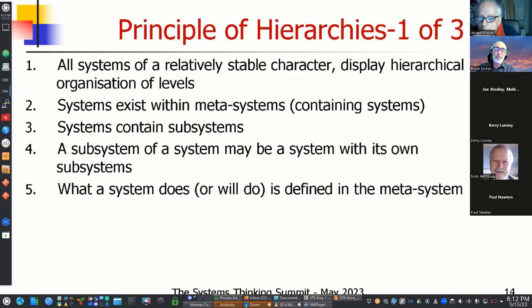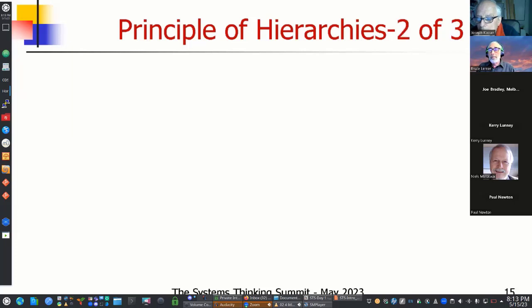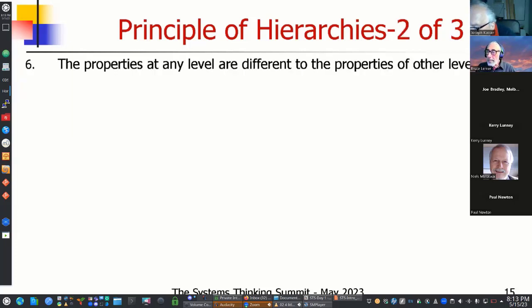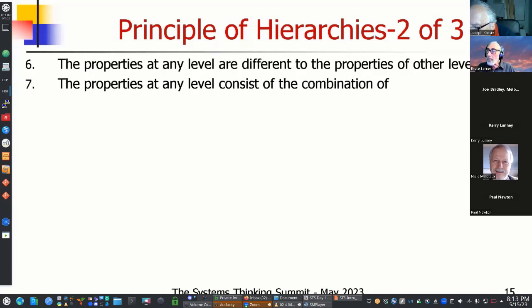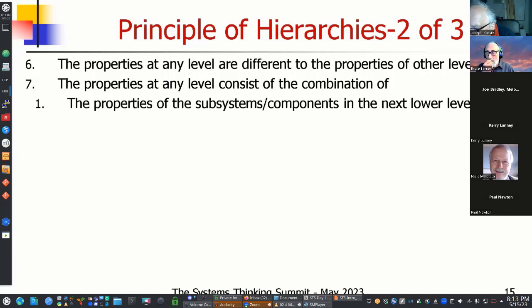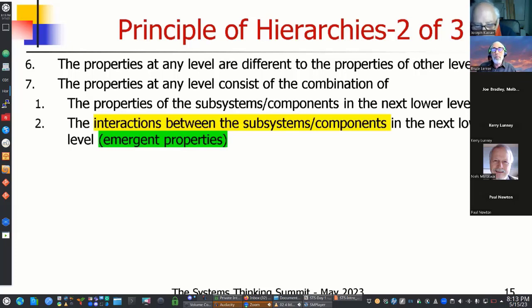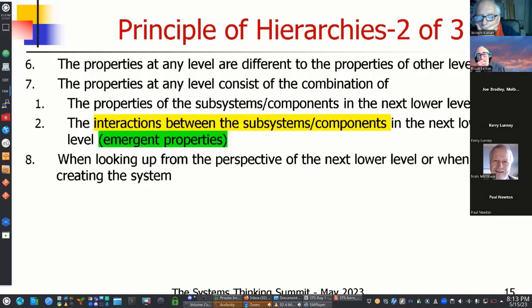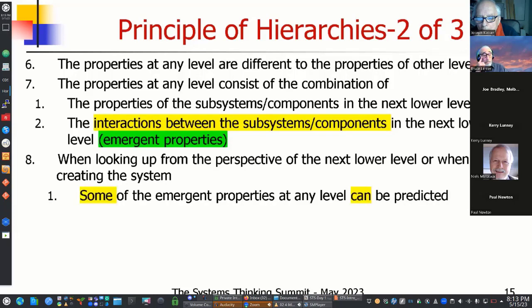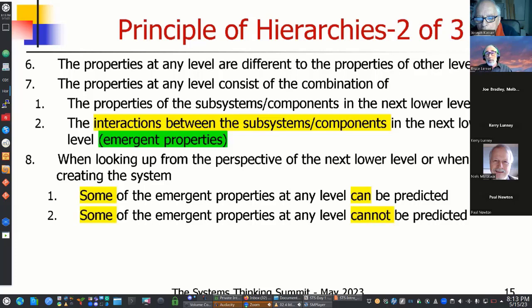What a system does or will do is defined in the metasystem. The properties at any level are different to the properties of other levels. The properties at any level consist of the combination of the properties of the subsystem components in the next lower level, and the emergent properties, the interaction between the subsystem's components in the next lower level. And when looking up from the perspective of the next lower level, or when creating the system, some of the emergent properties at any level can be predicted and some of them can't.